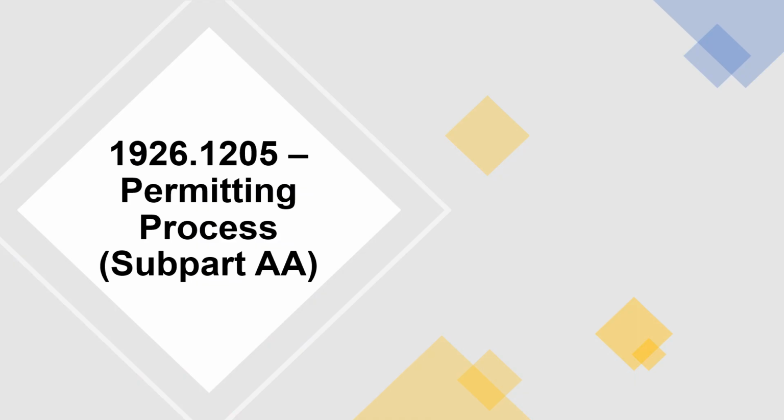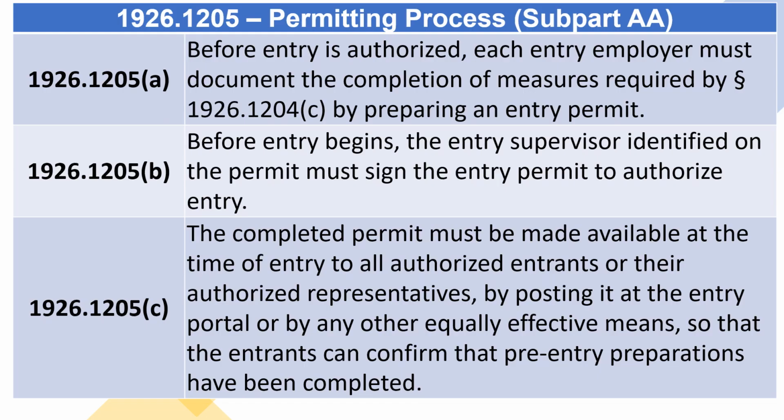1926.1205, Permitting Process, to Subpart A. 1926.1205(a). Before entry is authorized, each entry employer must document the completion of measures required by section 1926.1204(c) by preparing an entry permit. 1926.1205(b). Before entry begins, the entry supervisor identified on the permit must sign the entry permit to authorize entry.